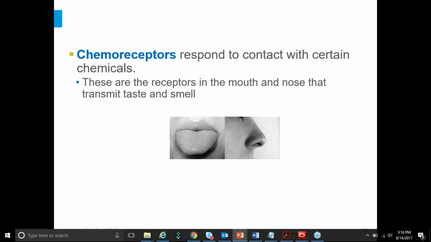Chemoreceptors respond to contact with certain chemicals. These are the receptors in the mouth and nose that transmit taste and smell. So when you eat a food and you taste it, or you go outside and you smell a flower, or you smell something less pleasant, it's actually because there are chemicals in the food or in the air. And when those certain chemicals touch your tongue or touch the inside of your nose, your brain receives those signals and interprets it as a smell or a taste.